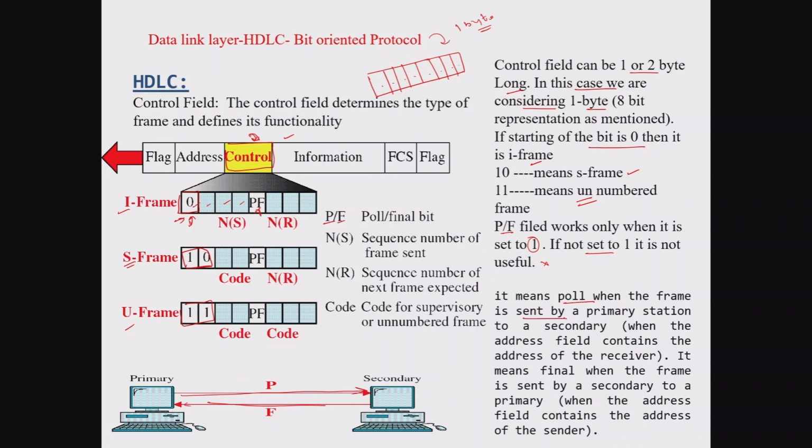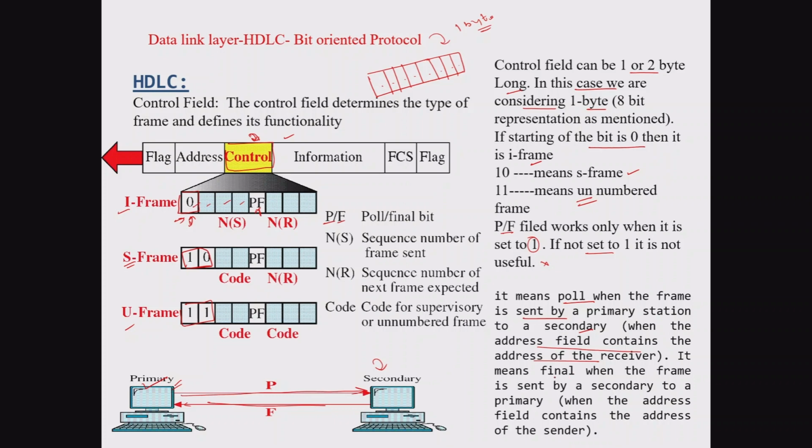When the frame is sent by the primary station to the secondary station, it means the address field contains the address of the secondary device, or receiver. That is what we call polling. It means we are sending the data.